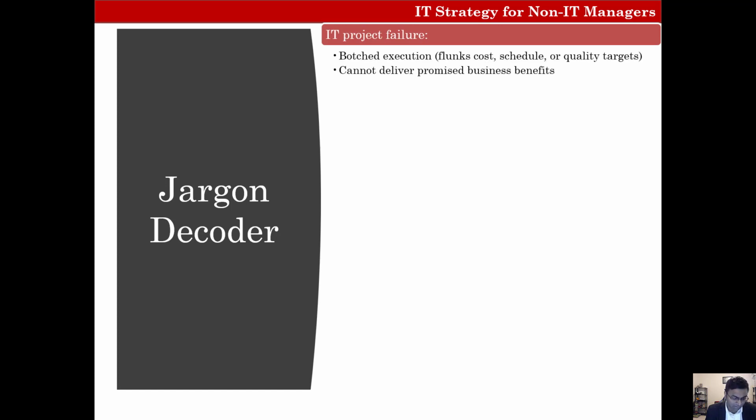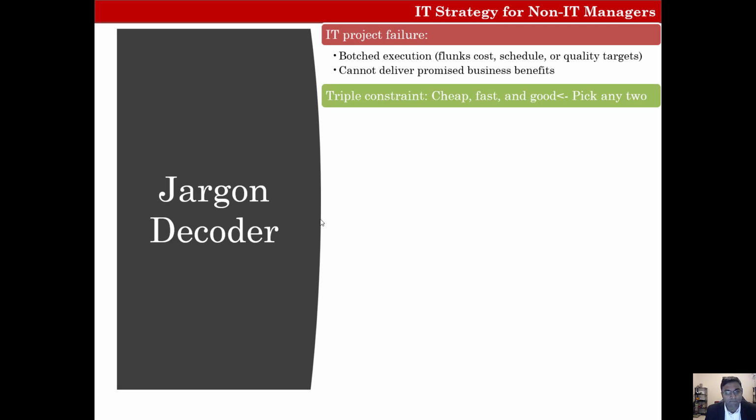IT project failure is basically when execution can be botched by failing to meet cost, schedule, and quality expectations, and it can fail to deliver the business benefits. Now, promised business benefits is the focus. Sometimes an IT project will succeed on its technical criteria, but when it does not deliver on its business benefits, it is still a failure.